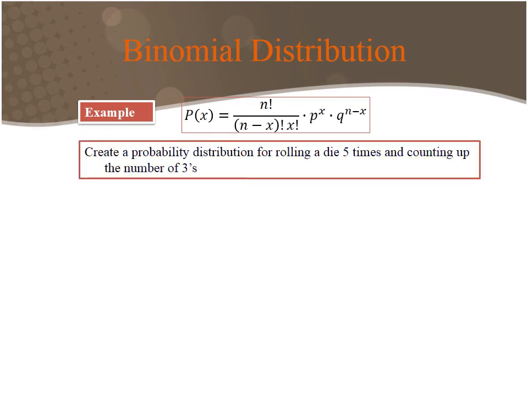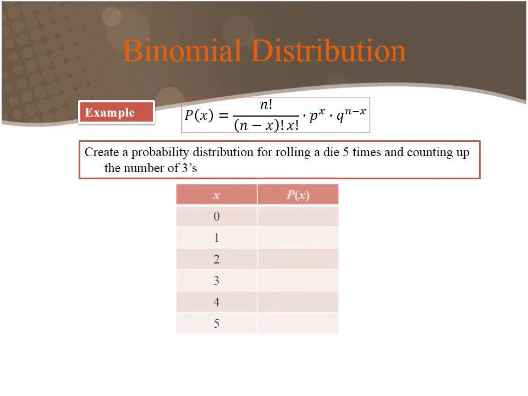Suppose we wanted to create a probability distribution for rolling a die 5 times and counting up the number of 3s. So when we talk about creating a probability distribution, what I'm speaking of is creating a table with all the possible number of 3s that could come up when we roll a die 5 times. So, of course, there is the situation where we'd roll 0 3s out of 5 die rolls. You could roll a die 5 times and have no 3s come up. You could have 1 three come up, 2 threes, 3 threes, 4 threes, or 5 threes come up when you roll a die 5 times. But of course, since we're only rolling 5 times, we won't have any more.